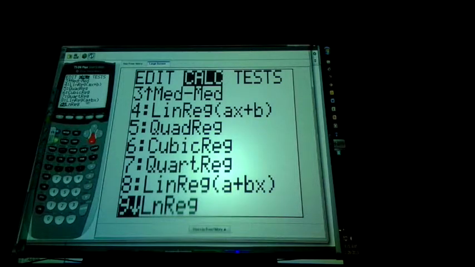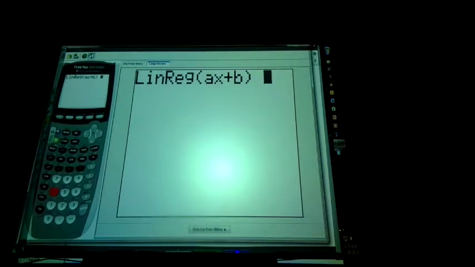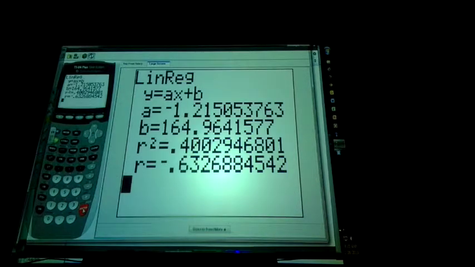Number 4 and number 8, just notice I have ax plus b and a plus bx. This one calls a the slope, and this one calls b the slope. It's going to be the same stuff for you, but we'll always just use the first one. So I'm going to find the linear regression for list 1, comma, list 2. Hit enter, and that's some information. So our linear regression for this problem is y equals negative 1.215x plus 1.64964.